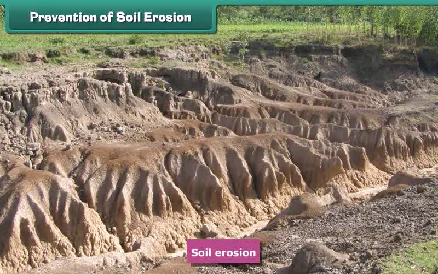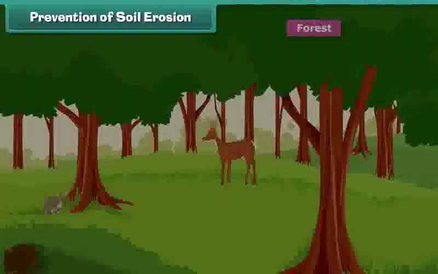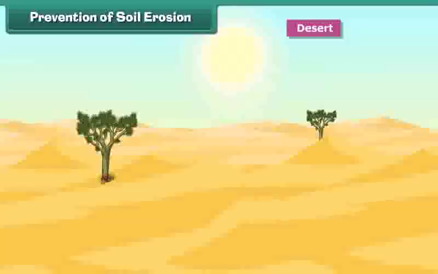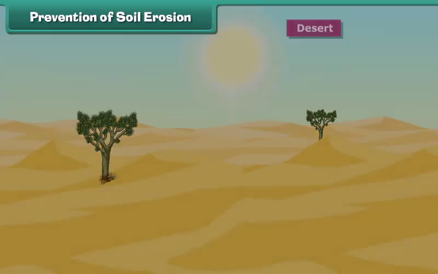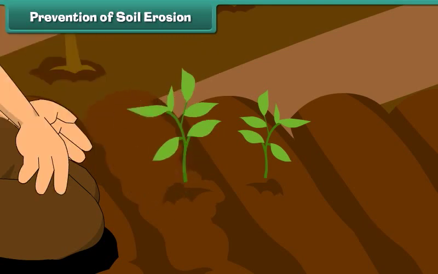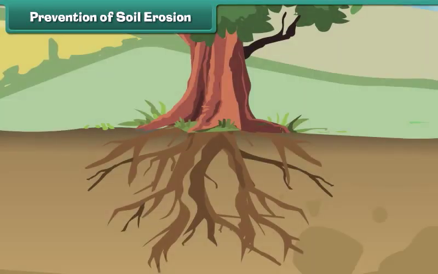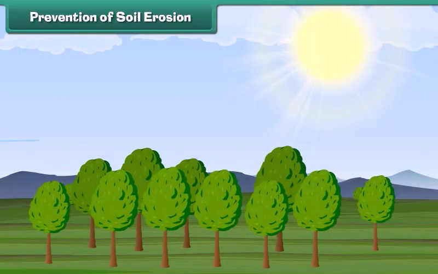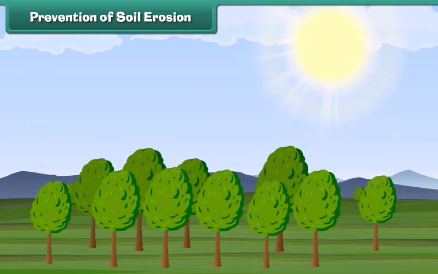Soil erosion is a major environmental problem. It has affected all over the world, from forests to deserts. Thus, it's the need of the hour to conserve the soil by preventing soil erosion. There are many ways of preventing soil erosion. One of the most common ways is to grow more and more trees. The roots of trees hold the soil firmly and do not allow it to wash away easily. Trees planted across the wind direction protect soil against the high-velocity winds.